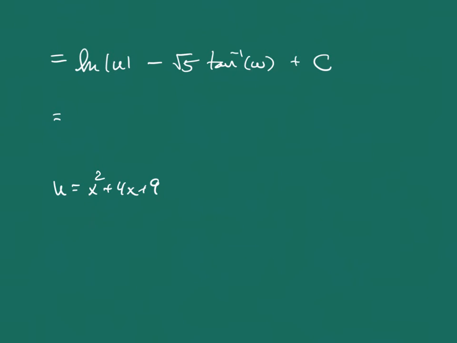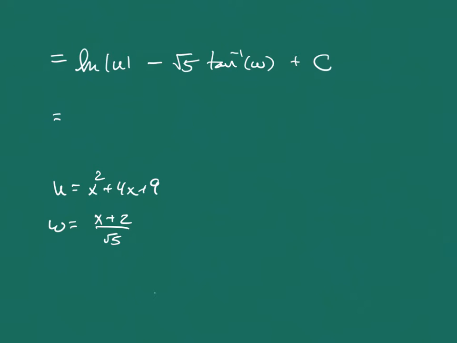So this ends up giving me a natural log of the absolute value of u minus the square root of 5 times the arctangent of w plus our arbitrary constant. And so going back to our original substitutions now, we had u equal to x squared plus 4x plus 9. And then for w, we had w equal to our x plus 2 over root 5.